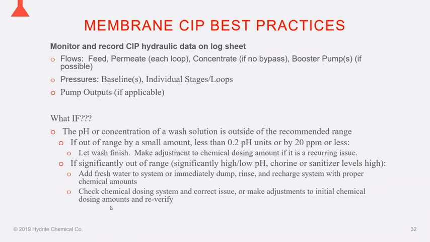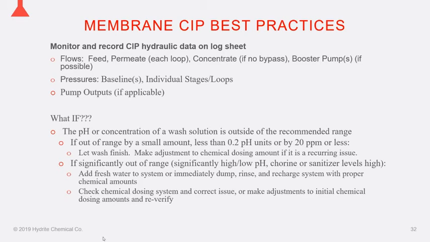If you're there checking your system and the pH is only out by a small amount, 2/10 of a pH unit or less, or if your concentration of chlorine is over your maximum of 180 by 20 ppm or less, don't panic. Membranes have a little tolerance built into them. They're not going to be fried if you're a little bit outside of your ranges. So let the wash finish, and then review the operator log sheets or monitor your system again the next night.